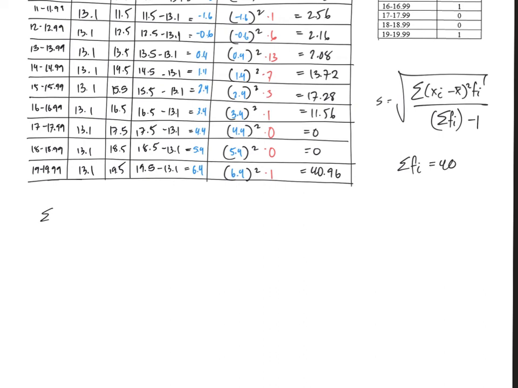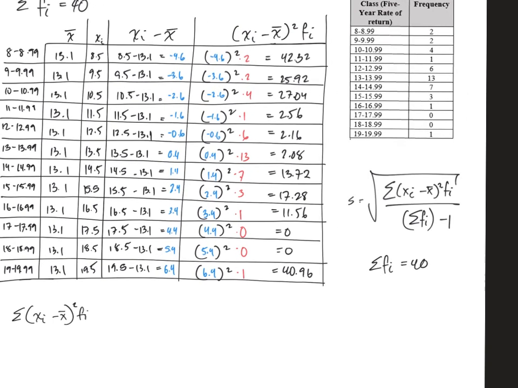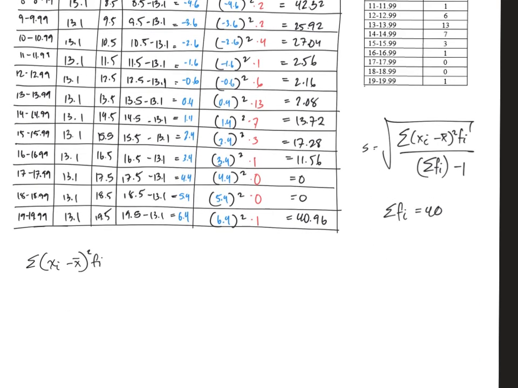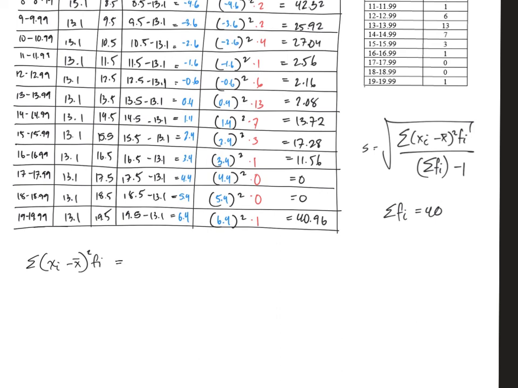Now we need to find the sum of those values. So let's do this on the side: the sum of x sub i minus x bar squared, times f sub i. This can be found by adding up all of these values here. So put that in your calculator. When we do that, we find that this equals 185.6. Okay, so now we have the sum of f sub i is 40, and the sum of these values, we can plug that into our formula.